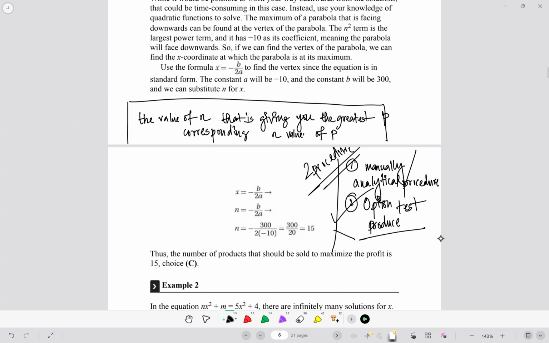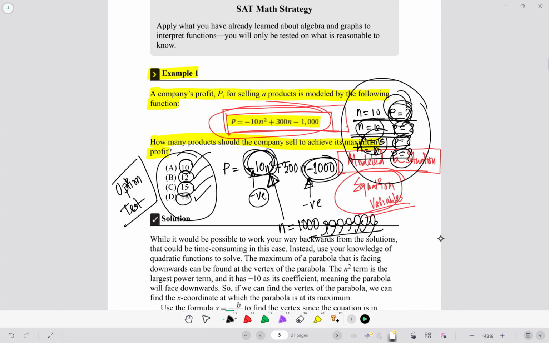So I've told you the option test procedure. What is the option test procedure? You just need to find the value of p for n equals 10, n equals 12, n equals 15, n equals 18. Then you just need to compare the values of p, and the biggest p, which is caused by the value of n, is our answer. Now just look at the other procedure, how we can solve it analytically.